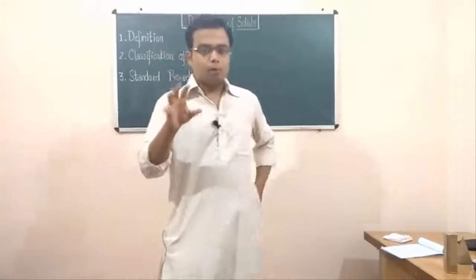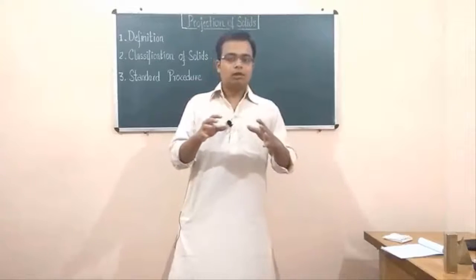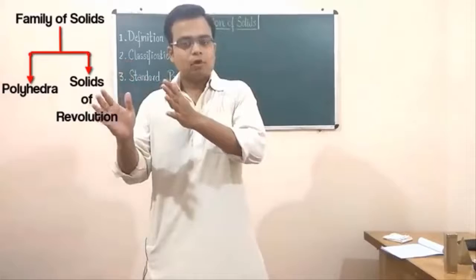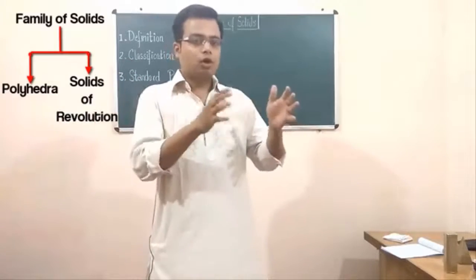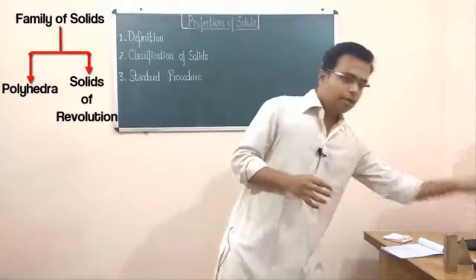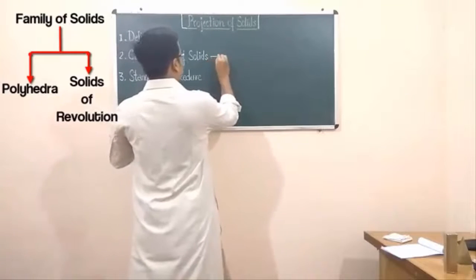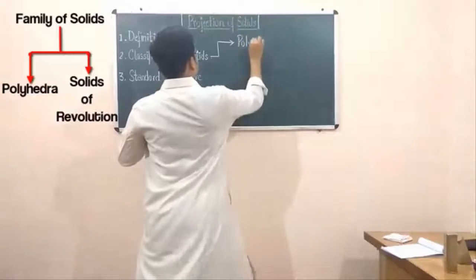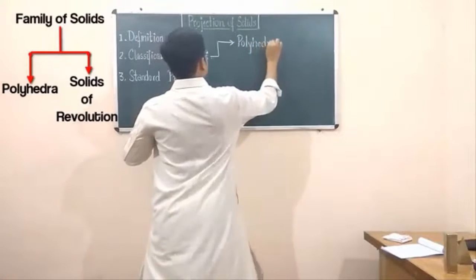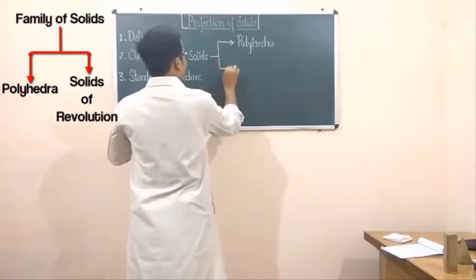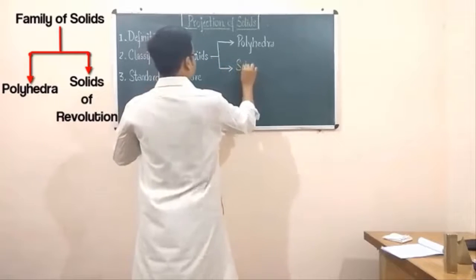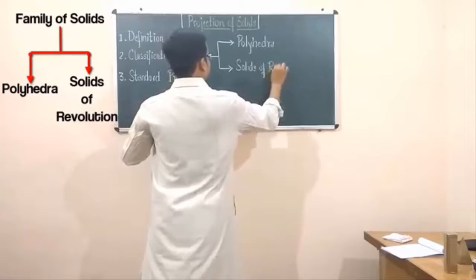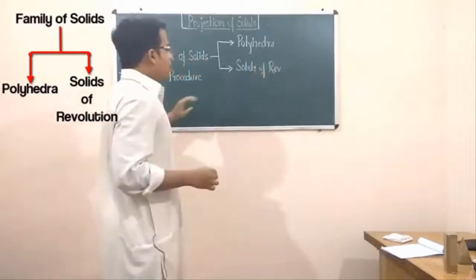Now, solids have broadly been divided into two main groups. When you speak of classification, there are two types. One is polyhedron or polyhedra, while the other one is solid of revolution. Let me write this. There are two main groups. One is what you call a polyhedron, let me write this as polyhedra over here. And the other one is solids of revolution. I'm not writing the entire word.